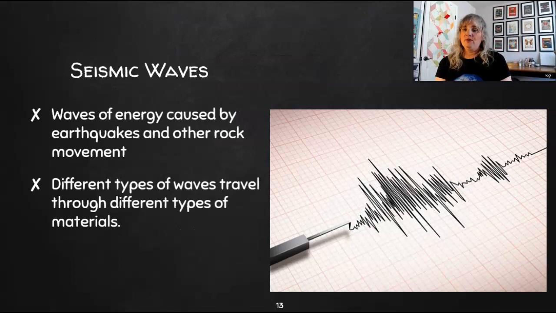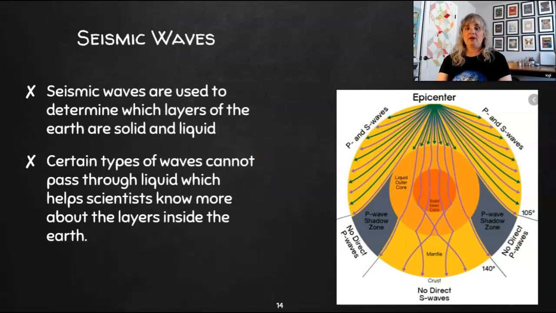They know what they're like because of something called seismic waves. Seismic waves are waves of energy that are caused by earthquakes and other movement of rock. And different waves travel through different things. So when there's an earthquake, scientists can measure these waves in different places. And that's how they can determine what things are made up of.